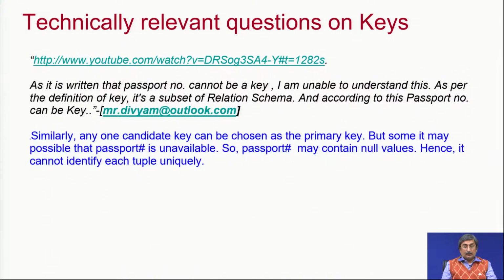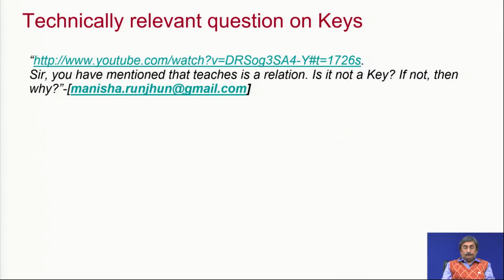I think this is the answer to your question, that passport number cannot be a key. Passport number may not be available to all people of a particular country, because all of them may not have passports. Therefore, if I think about the column passport number, there would be null values, and as I said, candidate keys or primary keys cannot have null values as a proper value, because they cannot identify the tuple uniquely, right. I think this is more or less understood.